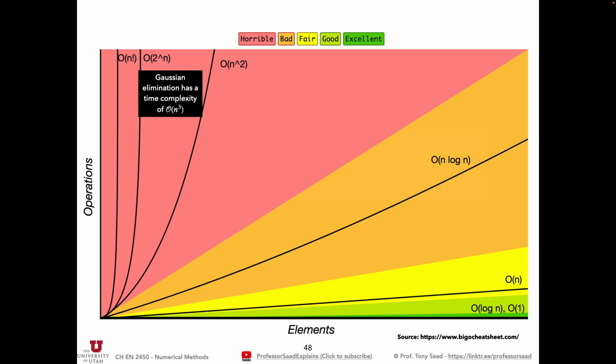This is where Gaussian elimination is order n cubed. It's a good point, right? As we increase the number of equations, the cost explodes, okay? What you really want to be is here, like order n or order log n or order 1, even a constant. You want a constant cost, ideally, for your algorithm.